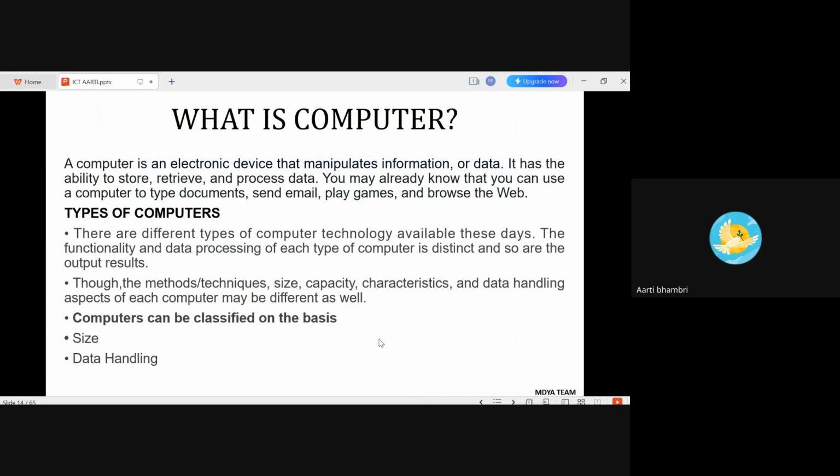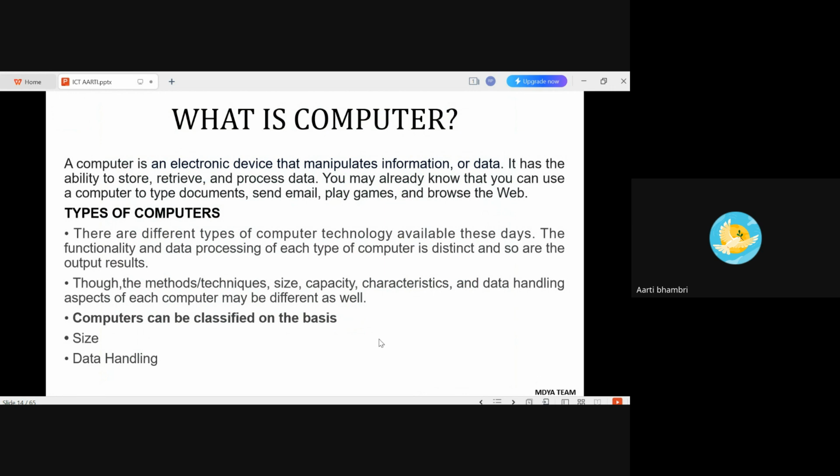The full form of computer is common operating machine purposely used for technological and educational research. So clearly understand from the full form of the computer, this is the operating machine that we use for some purpose. That purpose is technological or educational research. Okay, so let's start with the definition.